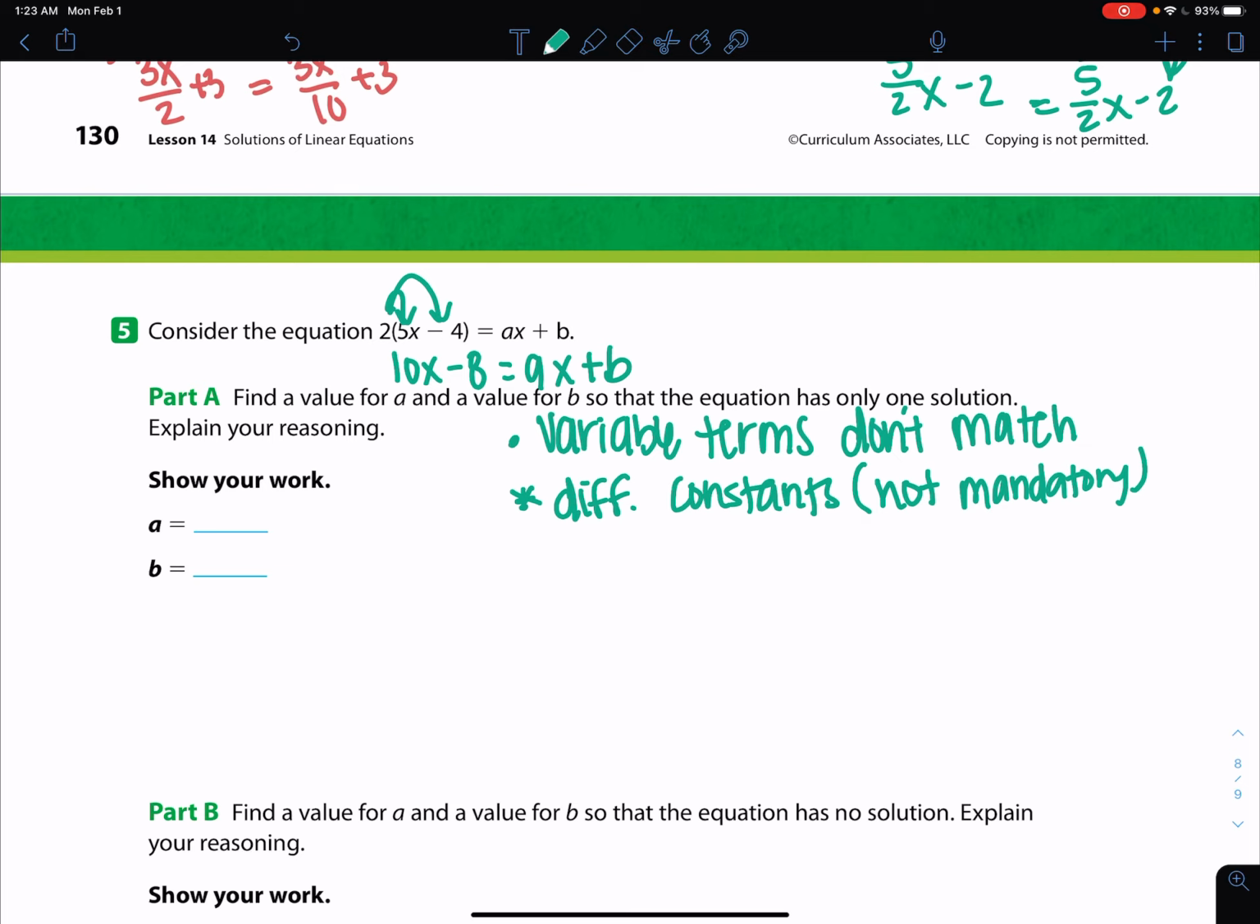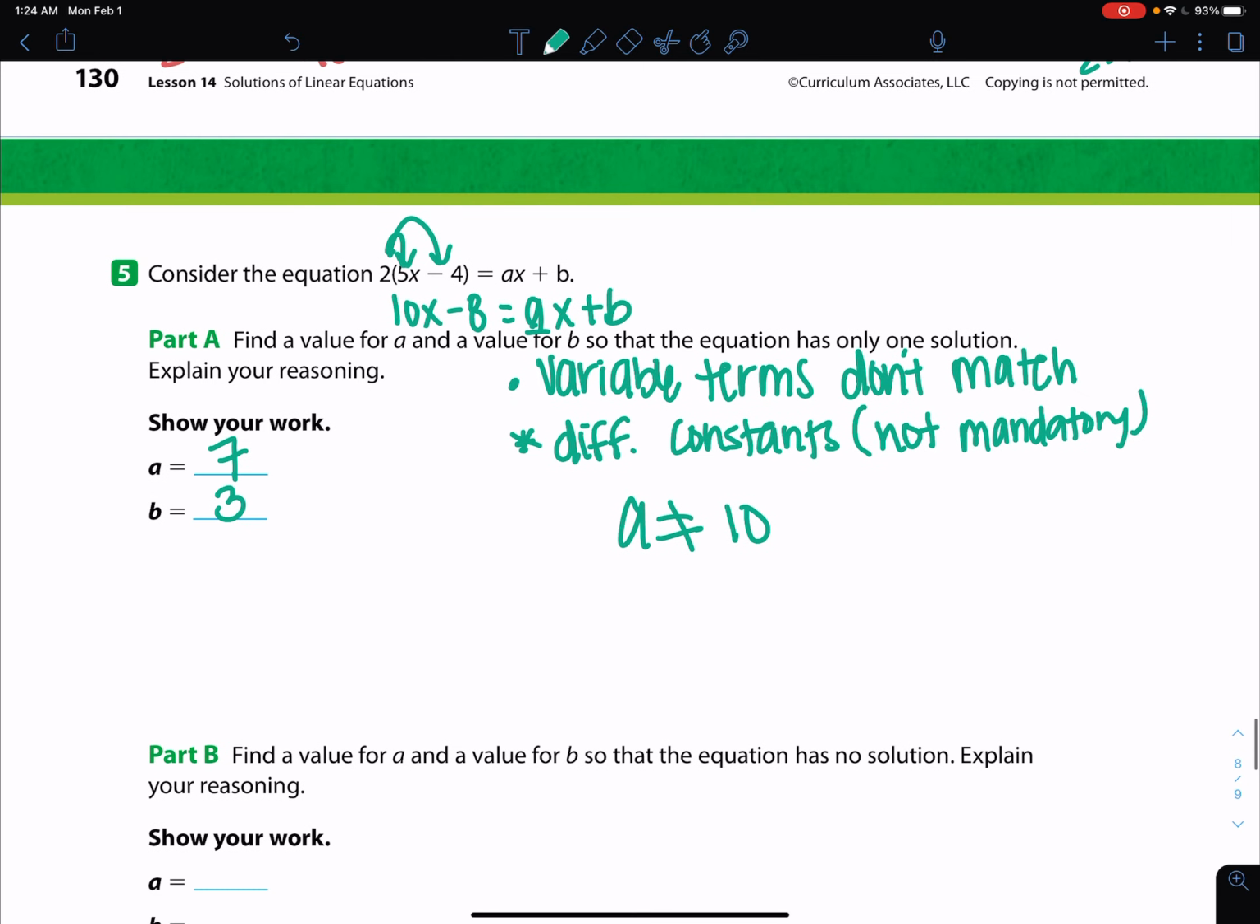So let's just make sure we don't choose the same variable term. So for our a, it just can't equal 10. So our a cannot equal 10. That's pretty much how we can get this right. So just choose a number that is not 10. I'll choose 7. And then my b can actually be negative 8, but I'll just choose whatever number I want for b. And I'm done. So b can be any number. A just can't be 10.